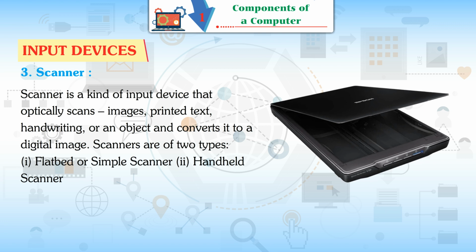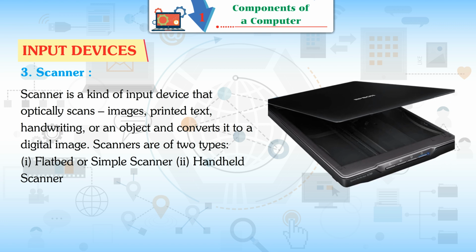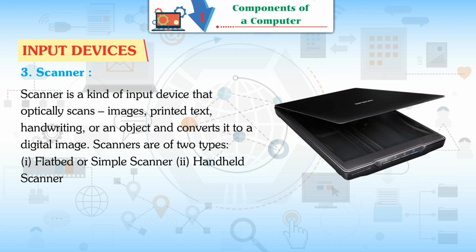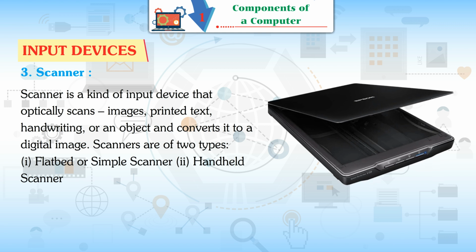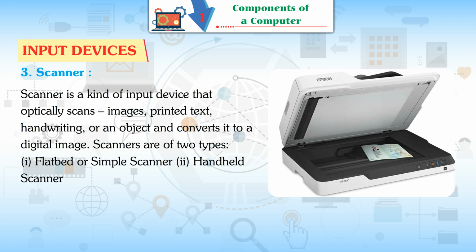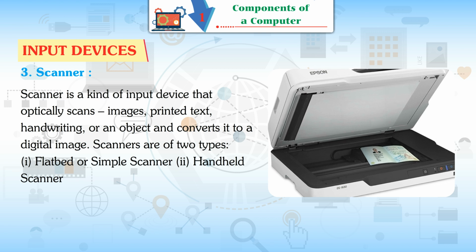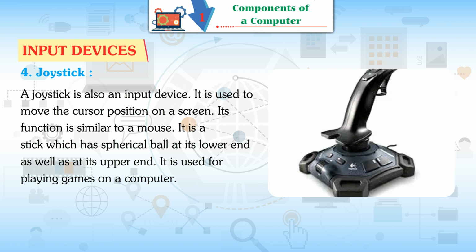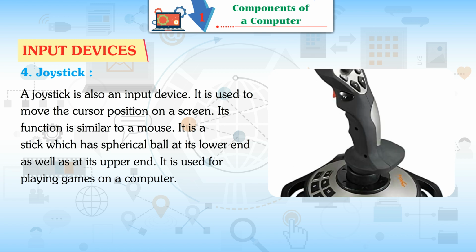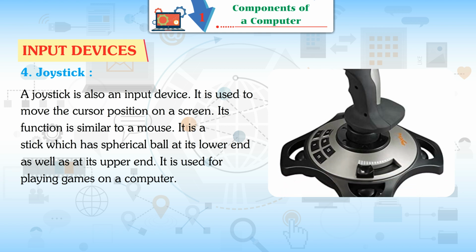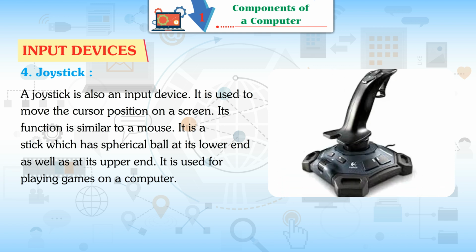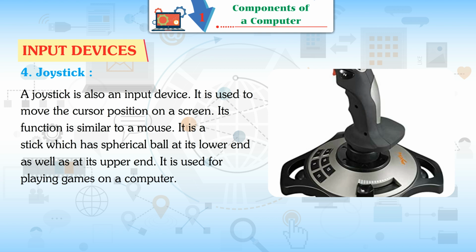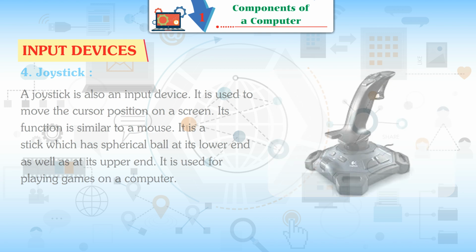Scanner. Scanner is a kind of input device that optically scans images, printed text, handwriting, or an object and converts it to a digital image. Scanners are of 2 types: flatbed or simple scanner, and handheld scanner. Joystick. A joystick is also an input device. It is used to move the cursor position on a screen. Its function is similar to a mouse. It is a stick with a spherical ball at its lower end as well as at its upper end. It is used for playing games on a computer.